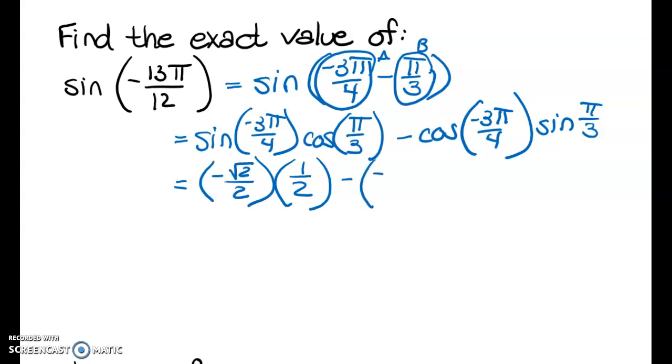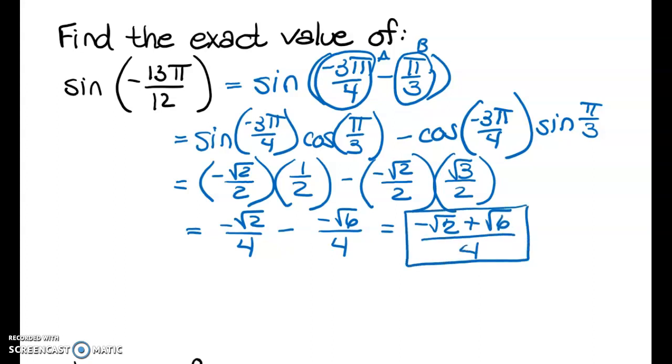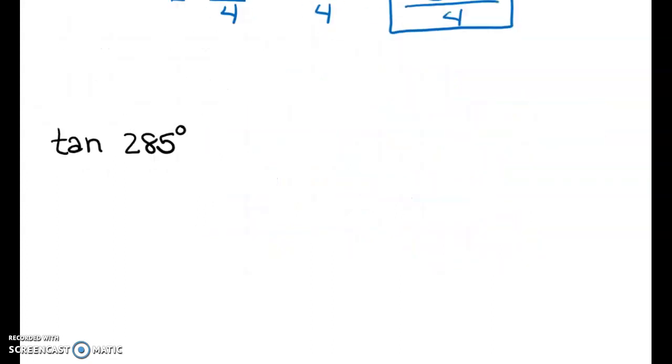Cosine is going to be negative with a 45 degree reference angle, and the sine is going to be radical 3 over 2. So when I multiply this out, I'm going to get minus a negative radical 6 over 4. So that's really going to be a negative radical 2 plus a radical 6 all over 4. All right, so let's go ahead and try the next one.